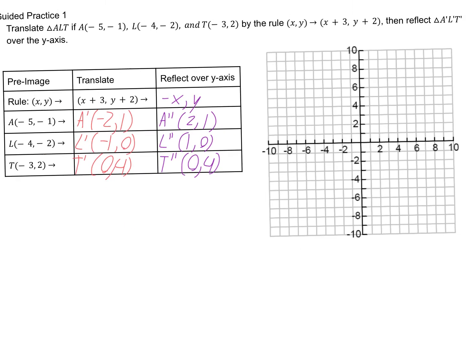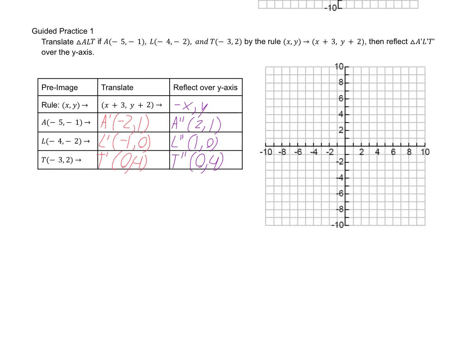So with our coordinates in mind, we then graph it out. Once more, I will pause and resume momentarily. So we have our initial figure here in black of our A, L, and T. In red, we have A prime, L prime, and T prime that we translated from our initial figure. And then we reflected to get our A double prime, L double prime, and T double prime by the reflection over the y-axis.